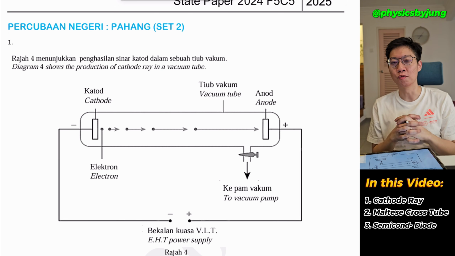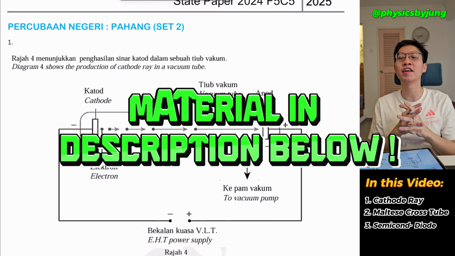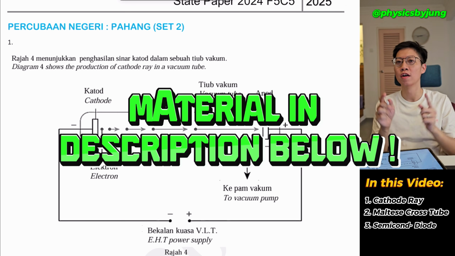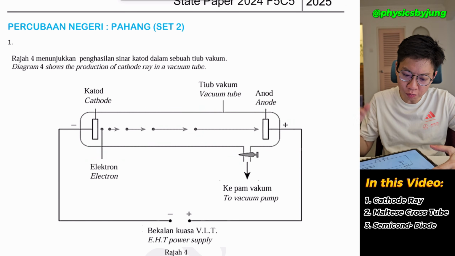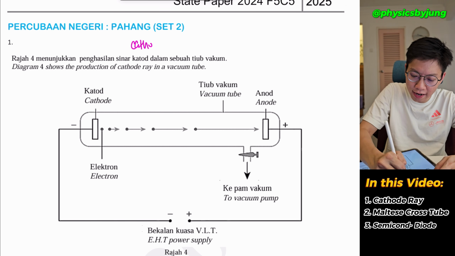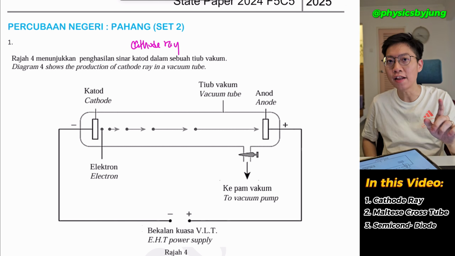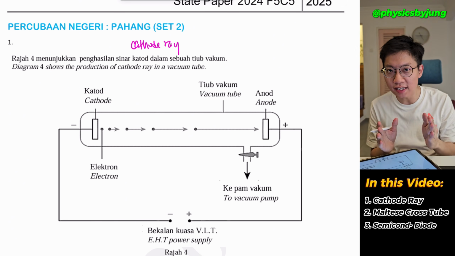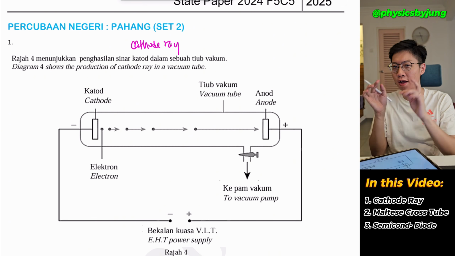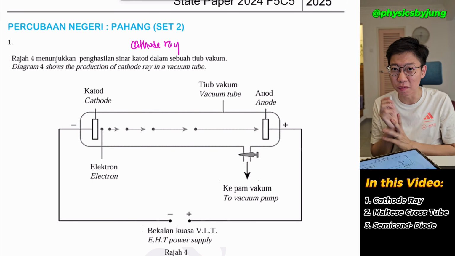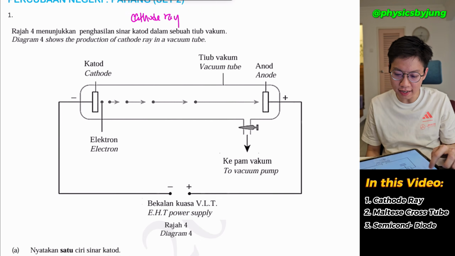Hi, in this episode, we'll be doing Form 5 Chapter 5 Electronics State Paper for 2024. Let's start. Okay, so we start with Percubaan Negeri Pahang. We will start with all the cathode ray first, then we will go into diode. Now, if you are here for transistors, I have a separate video specifically to talk about transistors, which I'll link in the description below. Okay, so guys, let's have a look.